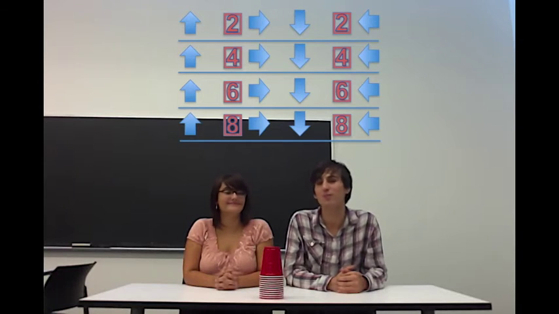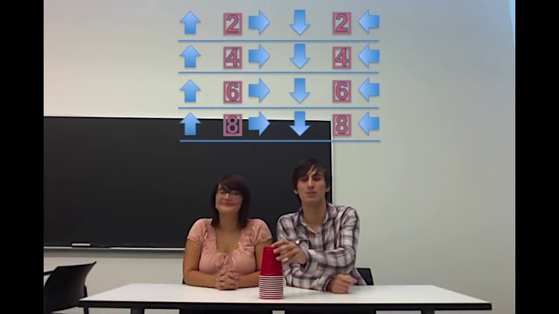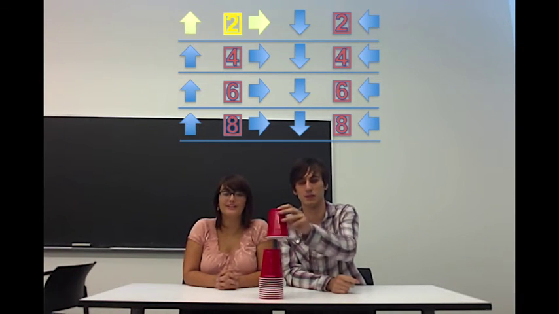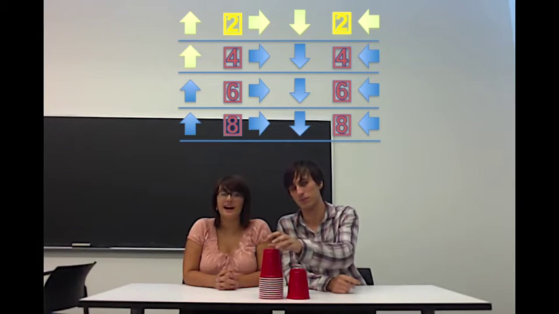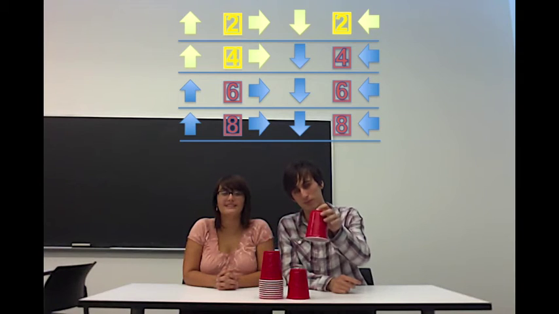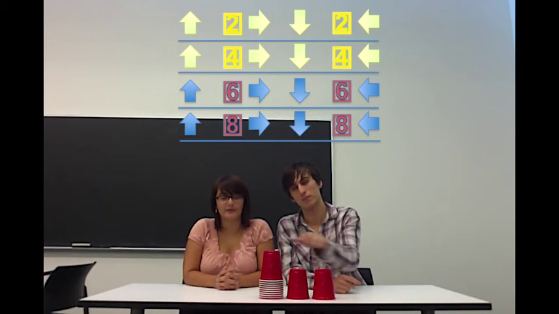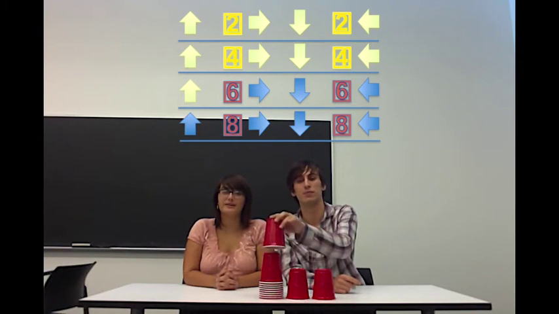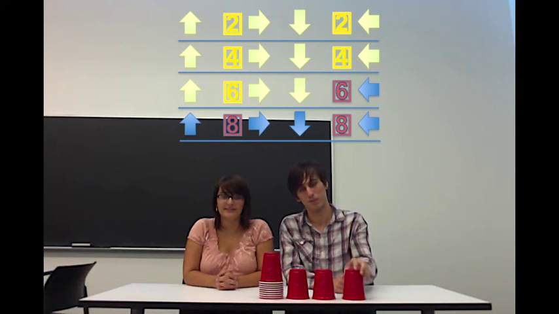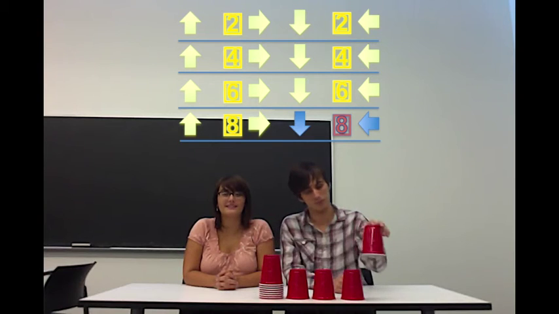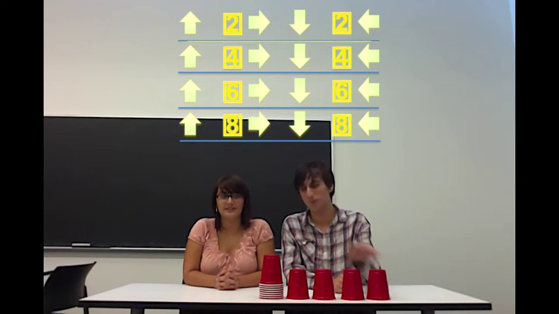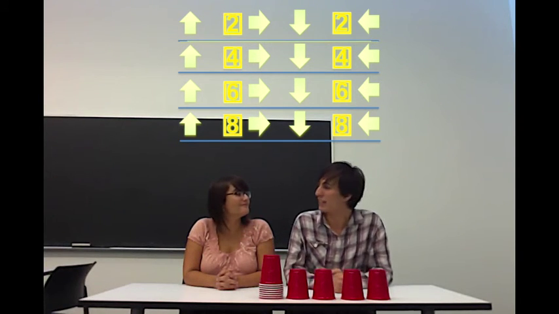Now, let's try building a tower that's been encoded using our new function. Ready? Sure. Up, right 2, down, left 2. Up, right 4, down, left 4. Up, right 6, down, left 6. Up, right 8, down, left 8. Wow, encoding using functions is a lot easier. I'll say so.